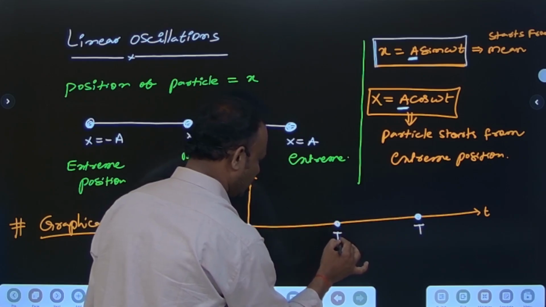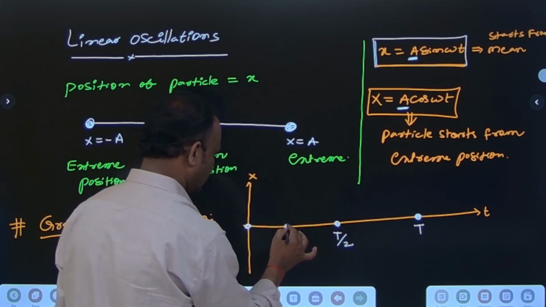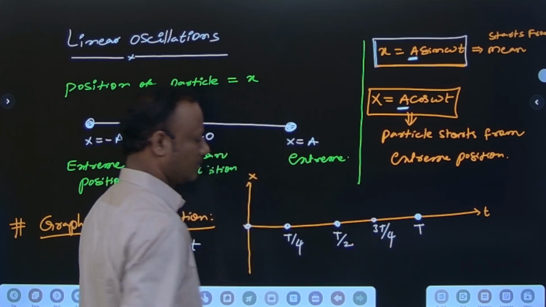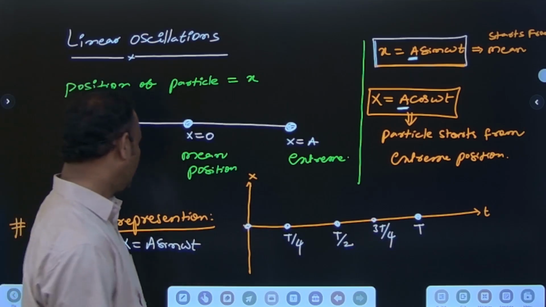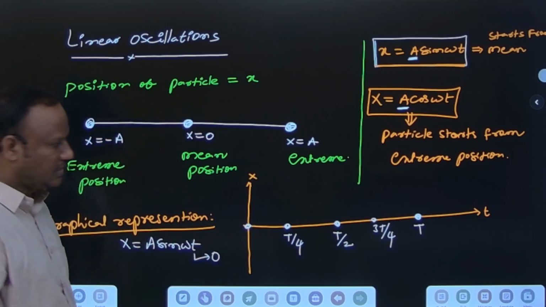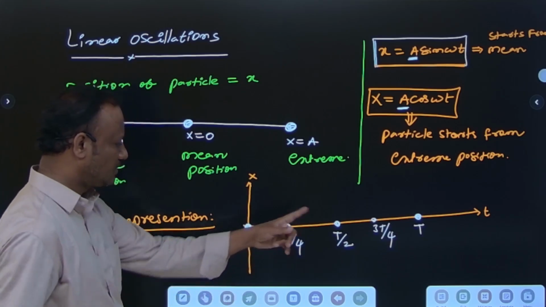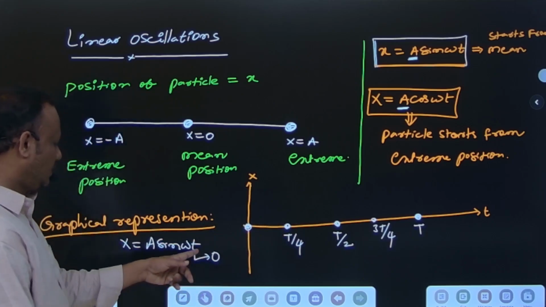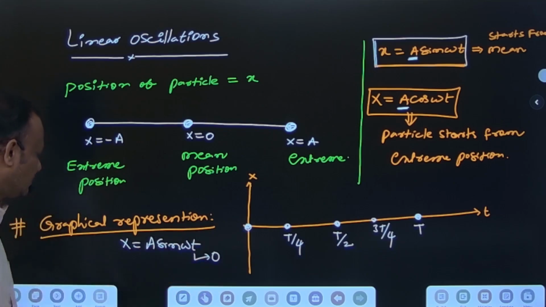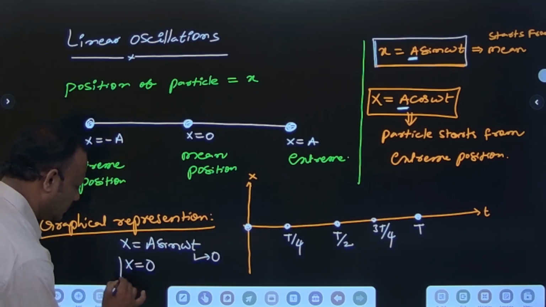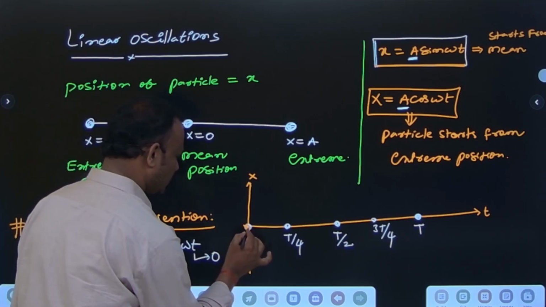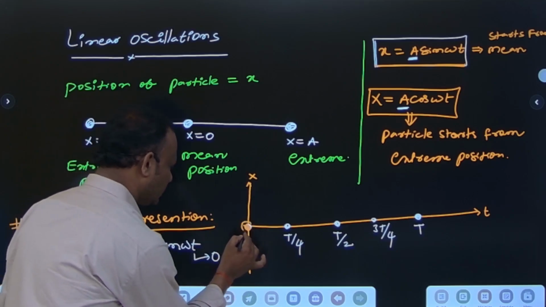Next, T by 2, half of the time period. Next, again half, T by 4. Next, 3T by 4. In this equation, if I substitute t equal to 0, omega into 0 gives sin 0. Sin 0 is 0, and 0 into something is 0. So X is equal to 0, which means this point only.